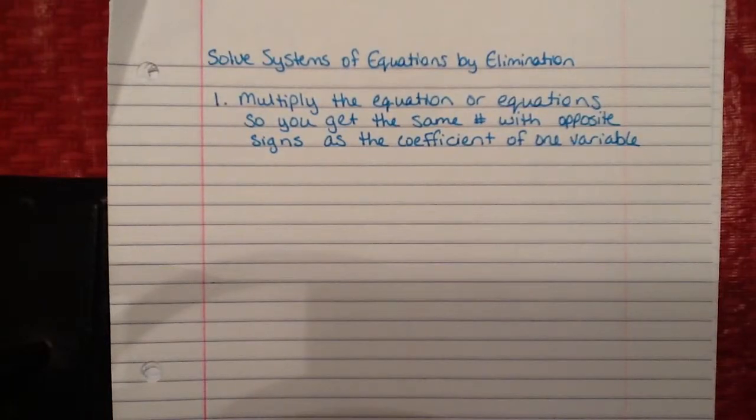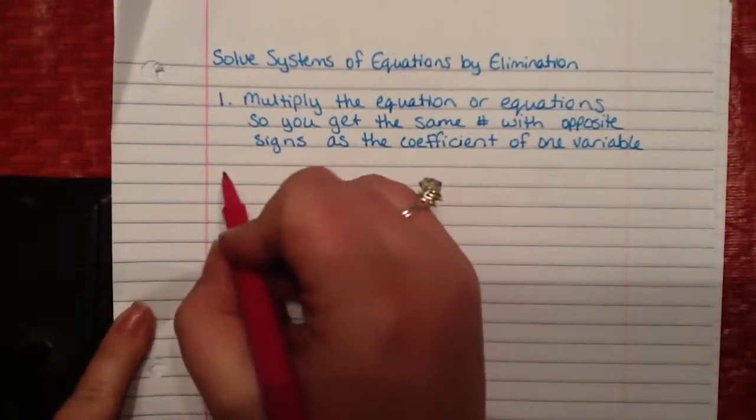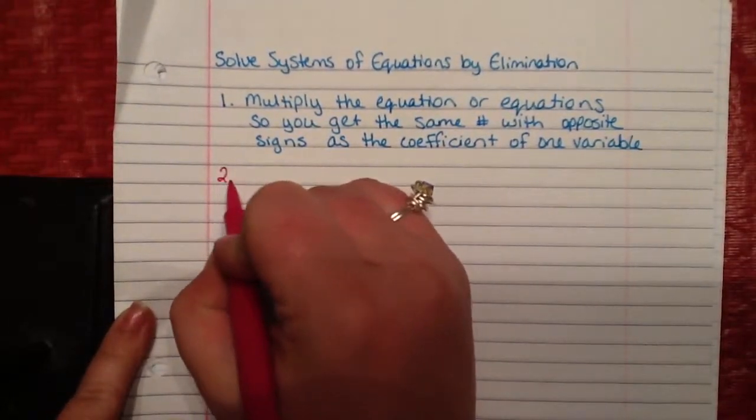In order to start solving systems by elimination, you'll again have your two equations with your two variables, x and y, and the first thing you want to do is look at your equations and decide how you can multiply one or both of the equations so we get the same number but with opposite signs as the coefficients of one of our variables. Now this can work with x or y, it doesn't matter as long as you're finding the one that's going to be the easiest for you.